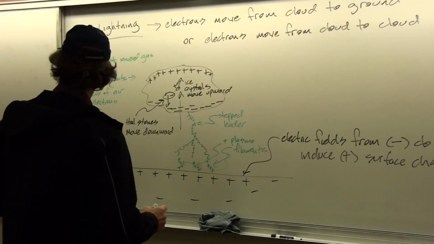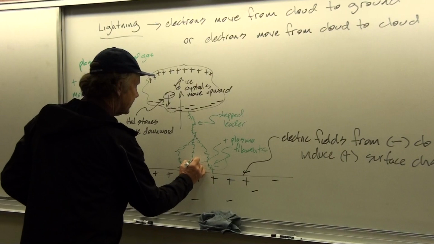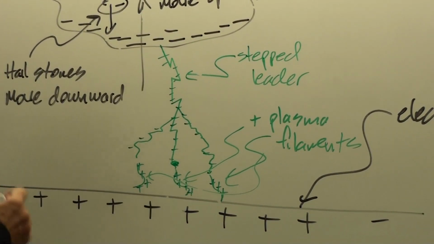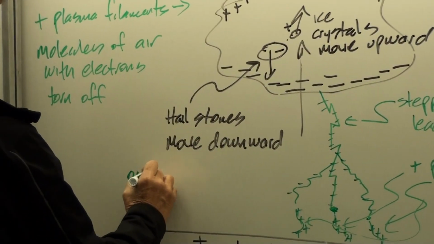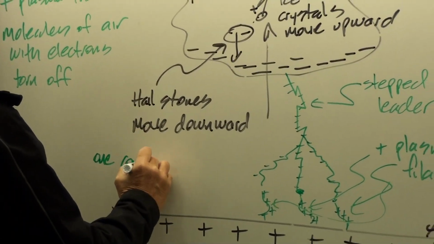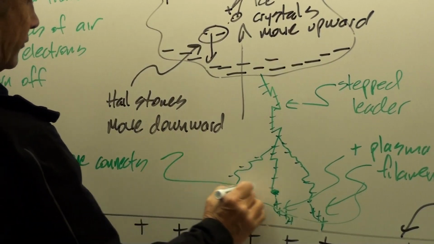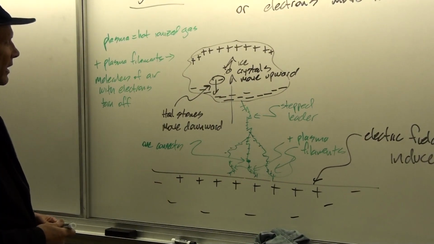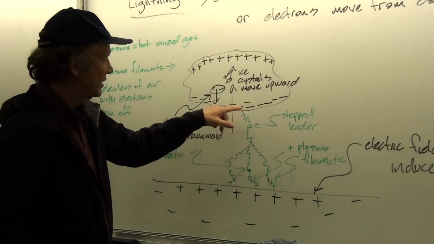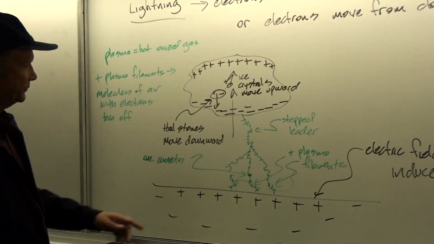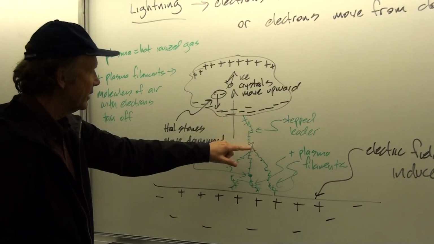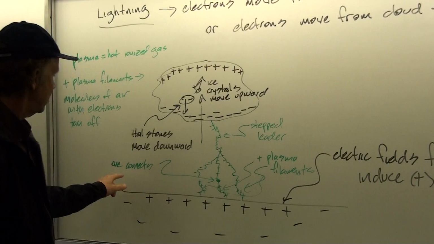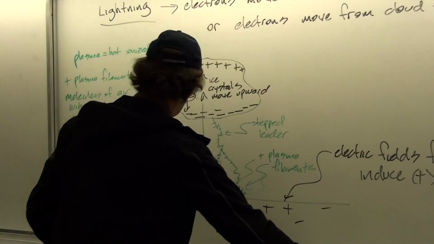And so eventually then we get to the point where one of these connects. And so the one that connects is what closes the switch. And so then this starts to empty out charge from all of these stepped leader branching points. Okay, and so once one connects, the charge starts to flow.